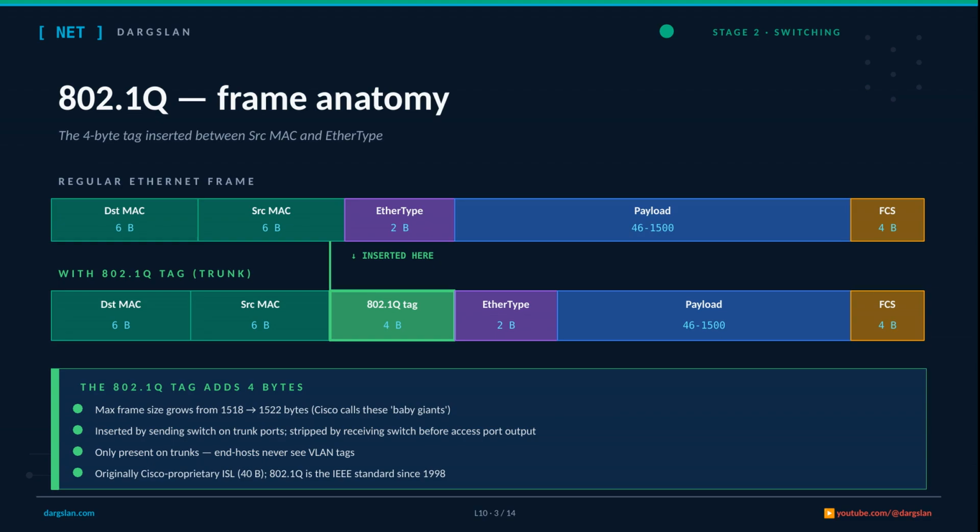Two important details. The tag is added by the sending switch and stripped by the receiving switch before the frame hits an access port, so end hosts never actually see VLAN tags. And historically, before 802.1q became the IEEE standard in 1998, Cisco used its own 30-byte ISL encapsulation. You'll still hear the name, but in practice, everything today is .1q.